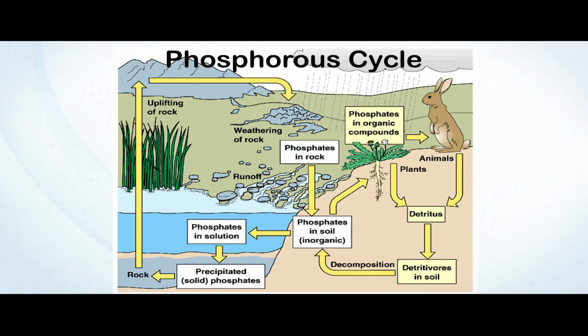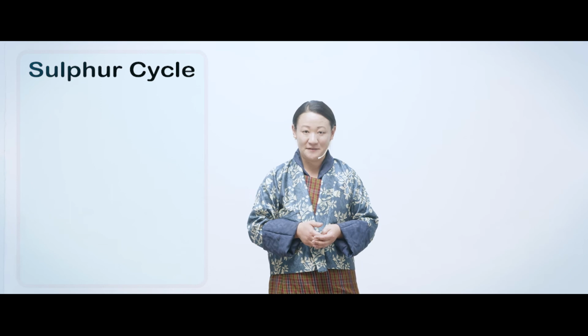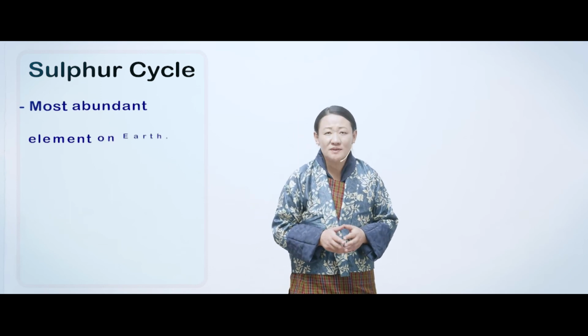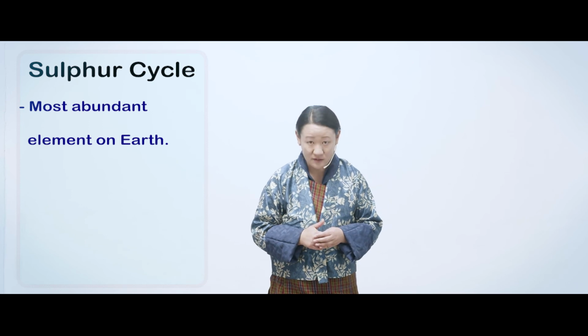Here we have the phosphorus cycle for you, the slowest biogeochemical cycle. Look at the illustration to understand the process and the steps of the phosphorus cycle. Let us now look at the sulfur cycle. Sulfur is the most abundant element on the Earth.